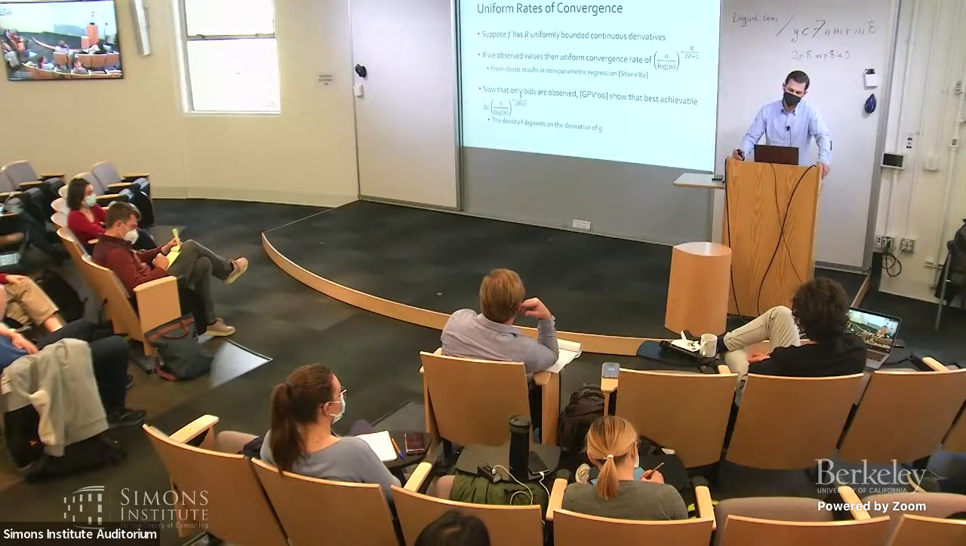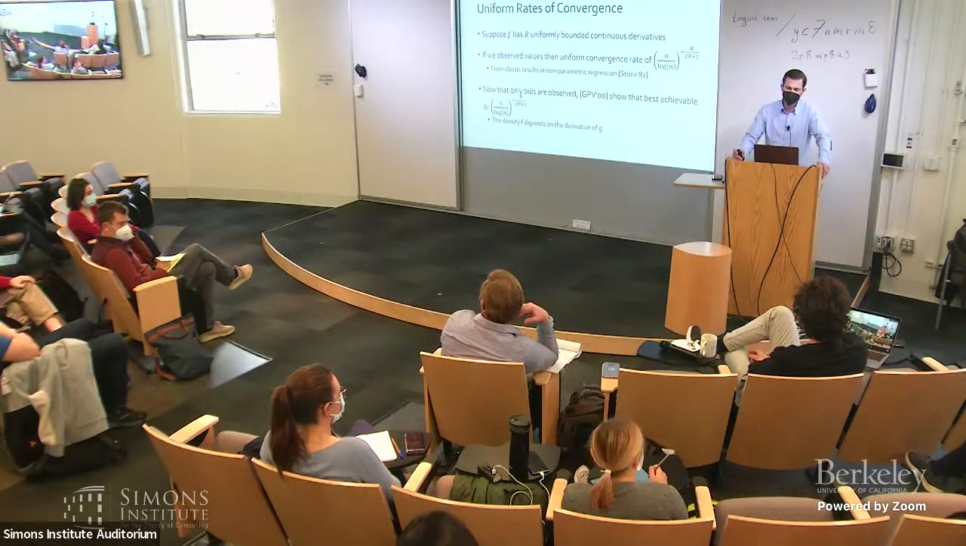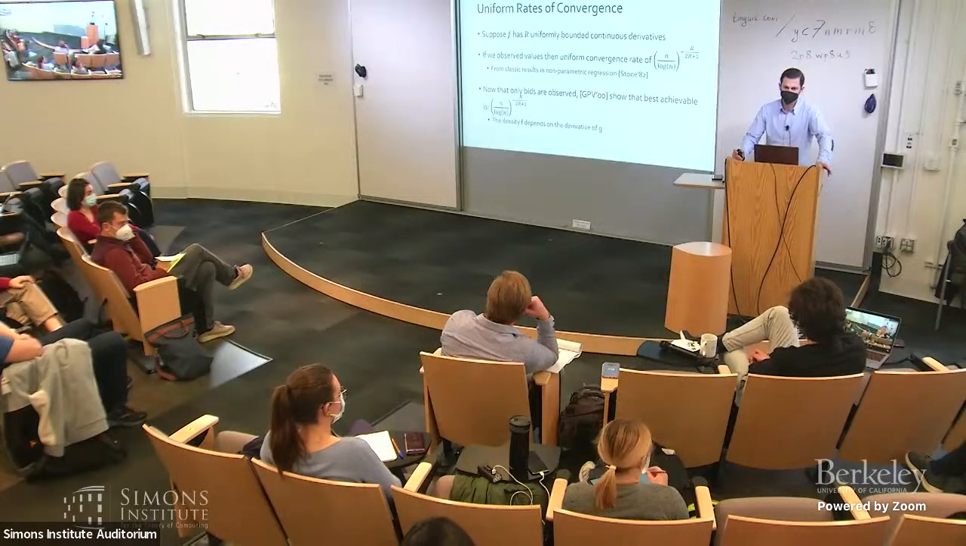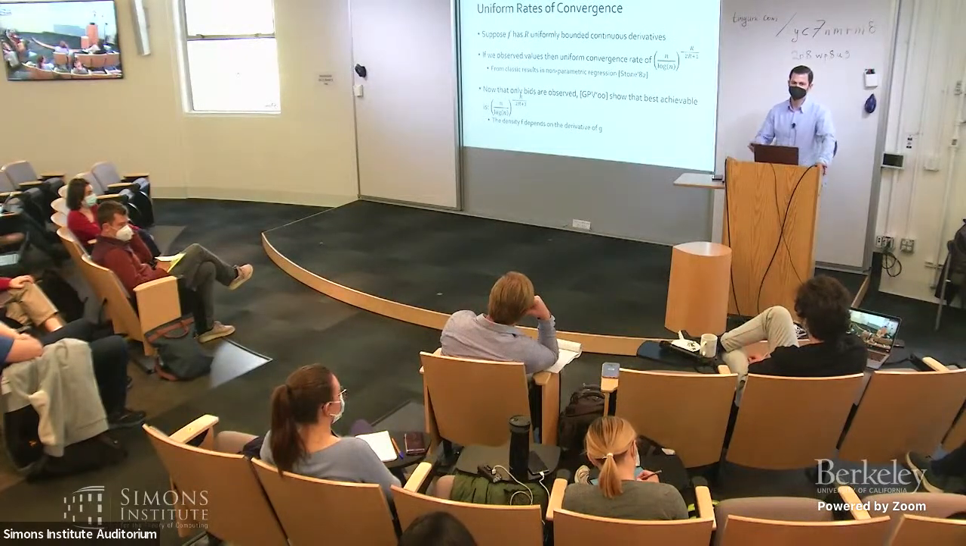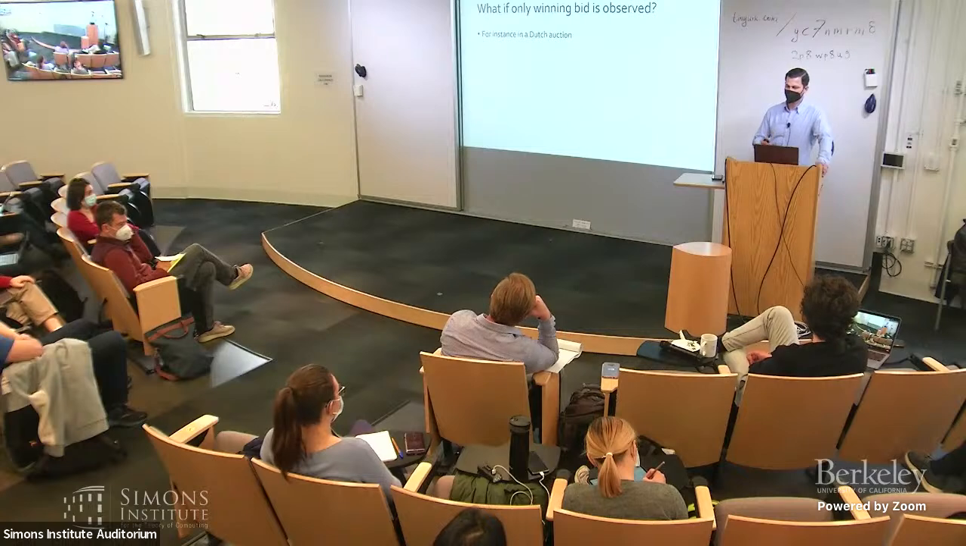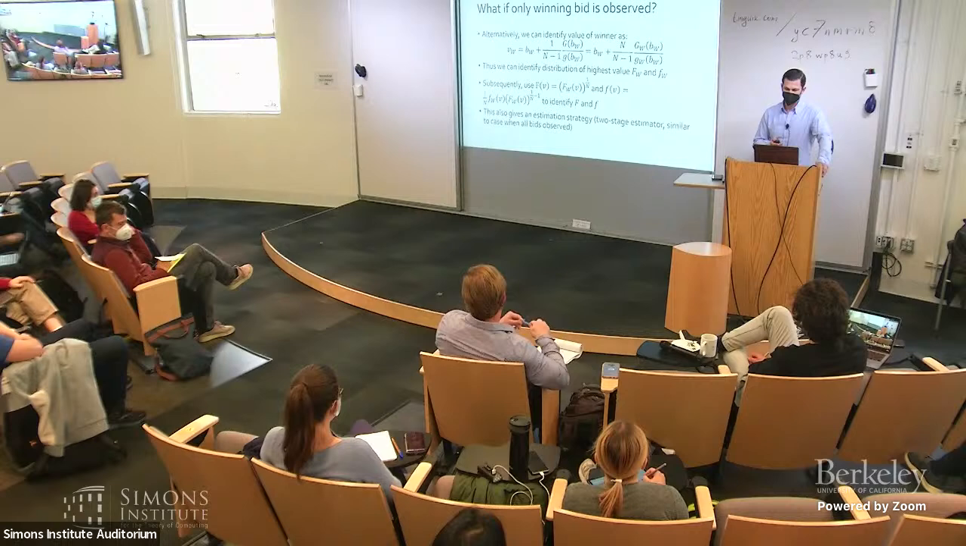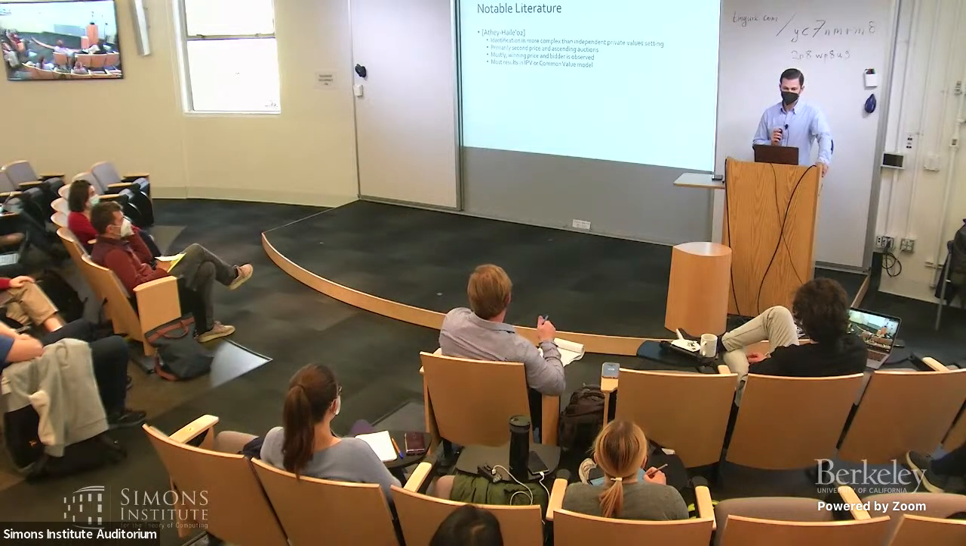Unless you know a lot about the derivatives of it, you'll get some bounds on those derivatives. If you assume some further bounds on those, you could have a worst case over a class. Okay. There's also been work if only the winning bid is observed, but I'm going to skip that and get to the next section.